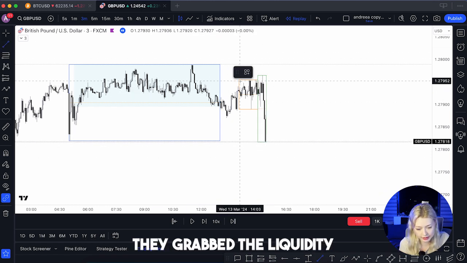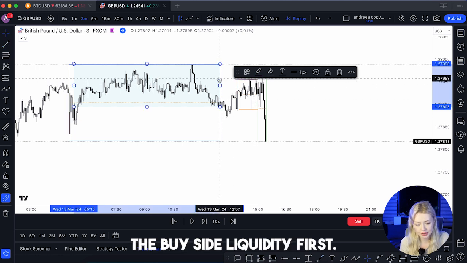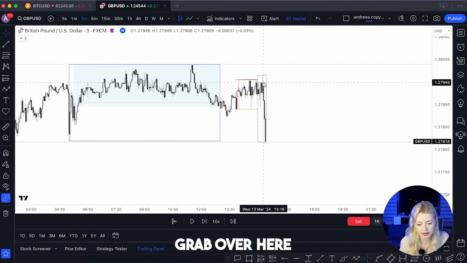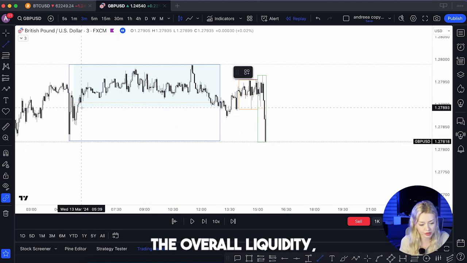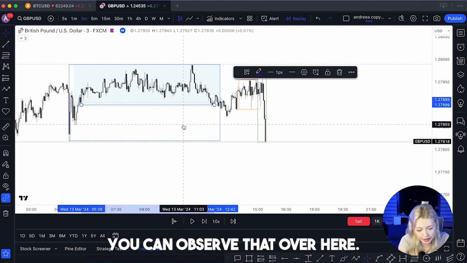They grabbed the liquidity from Frankfurt, the buy side liquidity first. So you can see that there was a small liquidity grab over here, and then the price dumped and took finally the overall liquidity, which is the sell side liquidity in here. You can observe that over here.